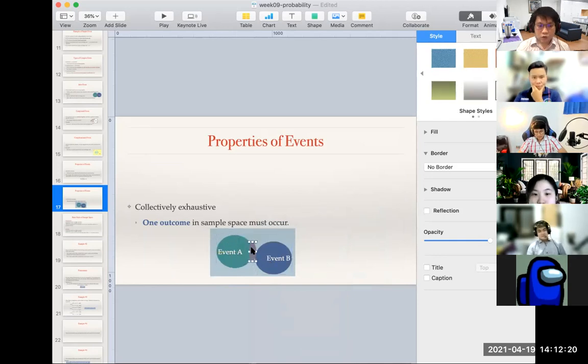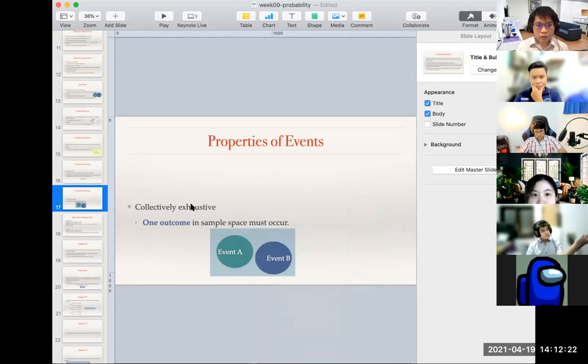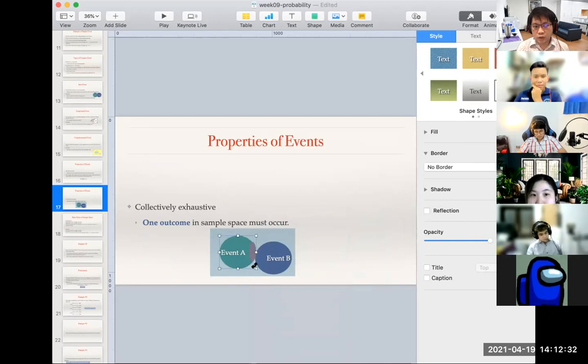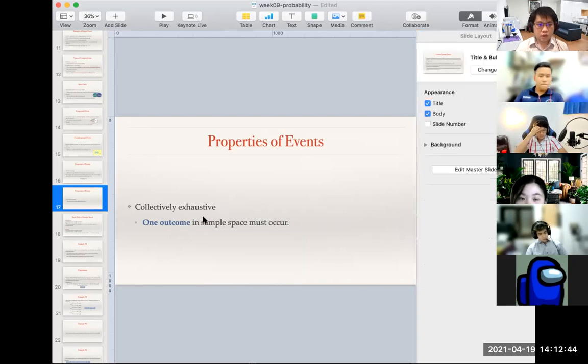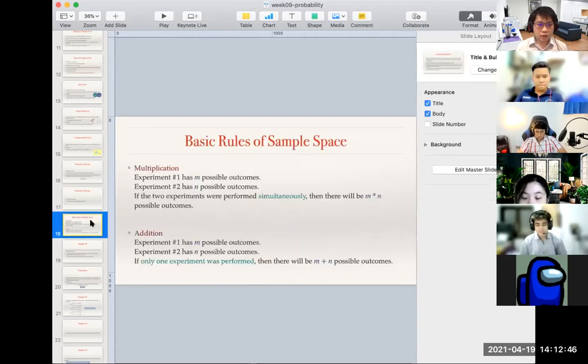Okay. So as for this one, at least one outcome in the sample space must occur. The outcome can come from event A or come from event B. It's also even possible that the outcome is in the intersection of event A and event B. This is the collectively exhaustive one.